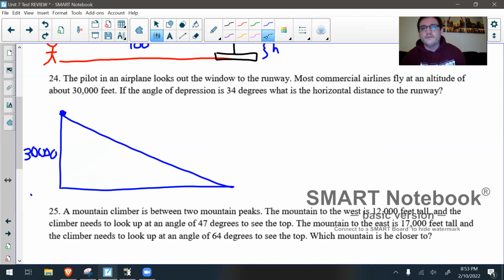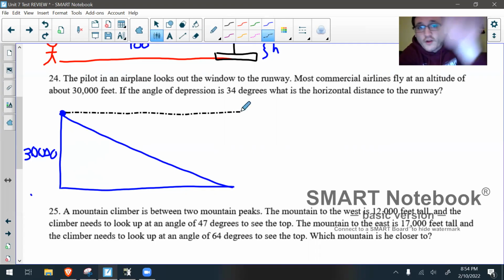So the angle of depression. Keep in mind, the angle of depression is from the horizon line, right? He's looking straight off into the horizon. How many degrees does he have to tilt his head down? So the angle of depression is 34.